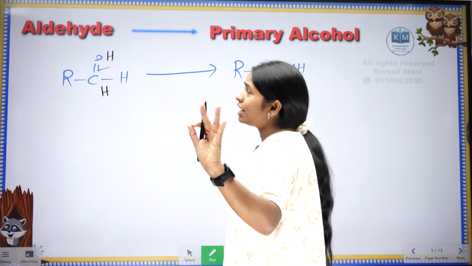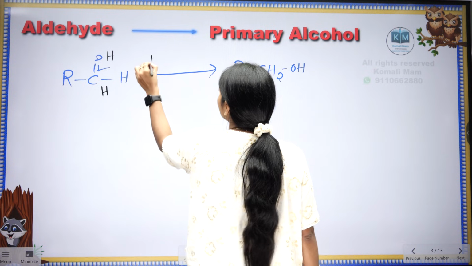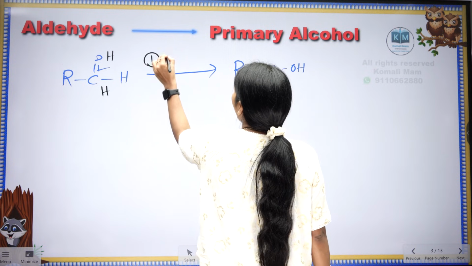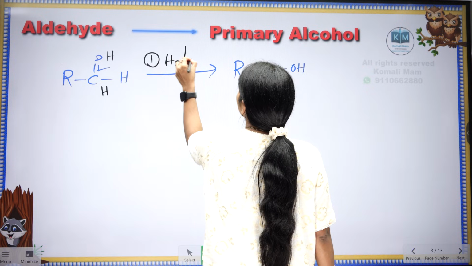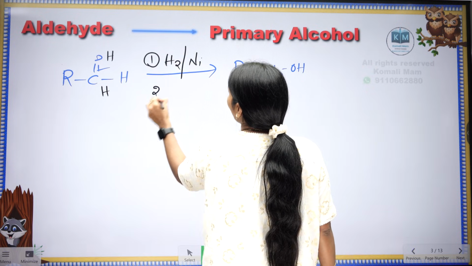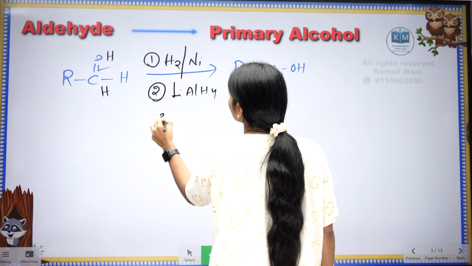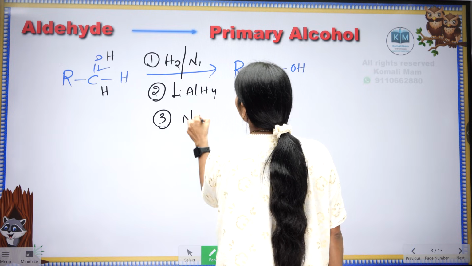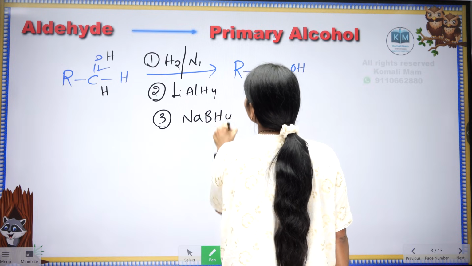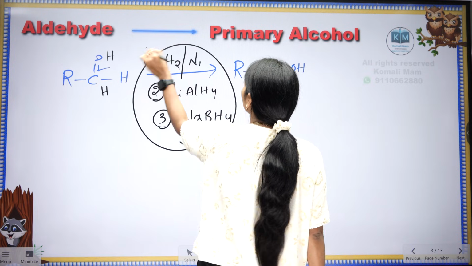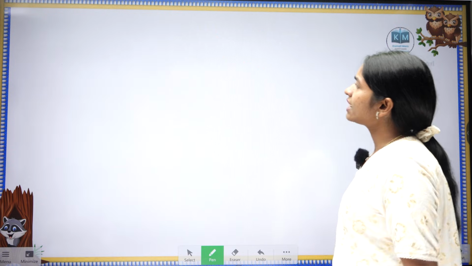Reduction. What are the 3 reducing agents I have given you in the list? Tell me. First one, hydrogen over nickel. Second, lithium aluminium hydride we can use. Third, tell me, sodium borohydride. Any one of these 3 reagents we can use here. Done.